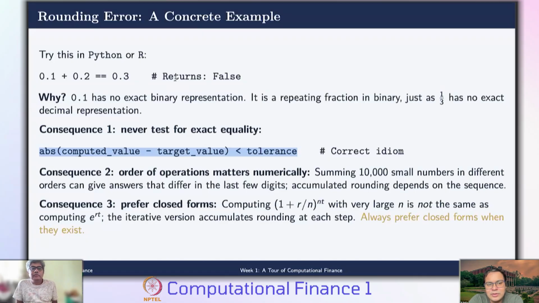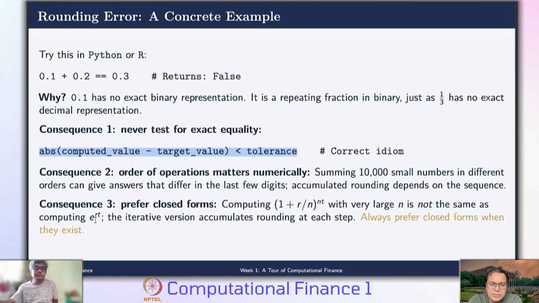Another important consequence is that we typically want to prefer closed forms whenever they are available, rather than running into these sorts of computing issues. So if I have this kind of form, I would prefer it over e to the power rt, because e itself is an irrational number. I don't want to work with an irrational number.